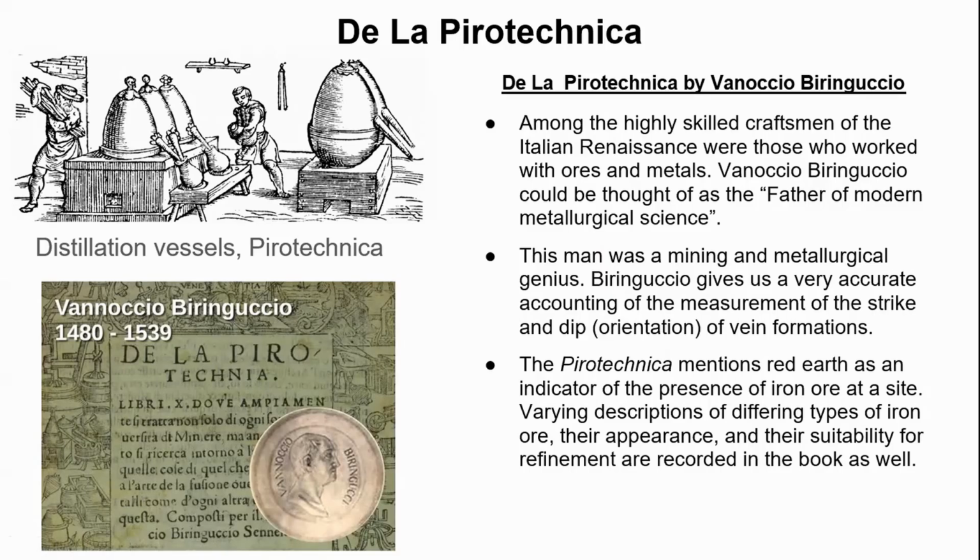He gives us a very accurate accounting of the measurement of the strike and dip, or orientation, of vein formations. The Pyrotechnica mentions red earth as an indicator of the presence of iron ore at a site, and varying descriptions of different types of iron ore, their appearance, and their suitability for refinement are recorded in the book as well.